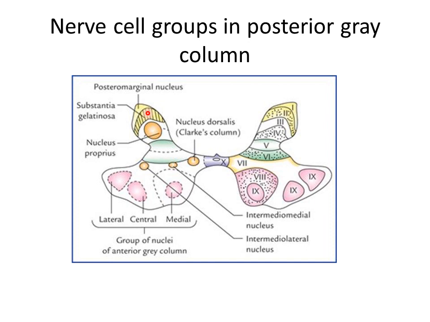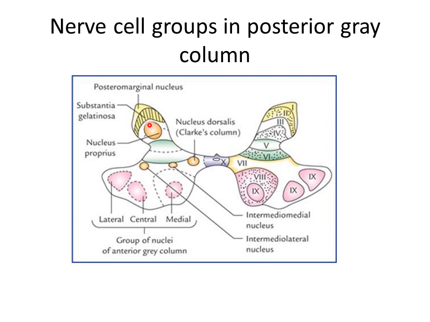Now the nucleus proprius is a group of large nerve cells situated anterior to the substantia gelatinosa. So this is the nucleus proprius, and this nucleus constitutes the main bulk of the cells present in the posterior grey column, and it receives fibers from the posterior white column that are associated with sense of position and movement, 2-point discrimination and vibration. Then comes the nucleus dorsalis or Clark's column.